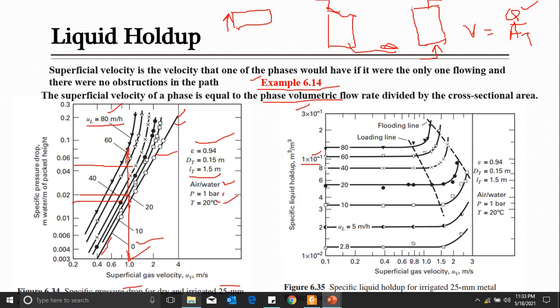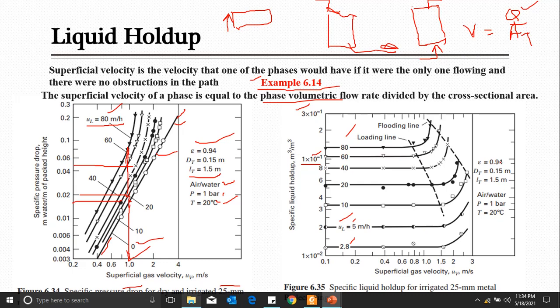On the x-axis there is again the superficial gas velocity in meters per second, as it was in the previous case. You can see the other lines as they were in the previous case, for the same liquid superficial velocities, in meters per hour. There are a number of parameters given here, with liquid velocities ranging from 2.8, 5, 10, and so on up to 80 meters per hour. So there are different lines, and along the y-axis here we have the liquid hold up.